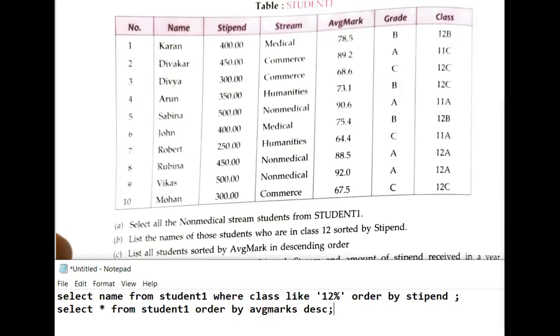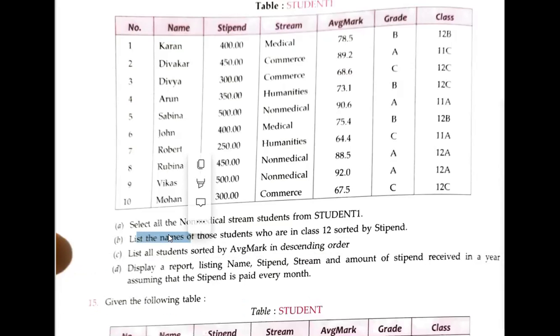See, a few of you are making a mistake here. You are writing name, but it was not given over here. For example, in part B, it was given list the names. So list the names means it is fixed that you are going to write the name only. When it is not given what thing you have to display, again I am repeating, that time asterisk will be there. Fine. Then the next question.